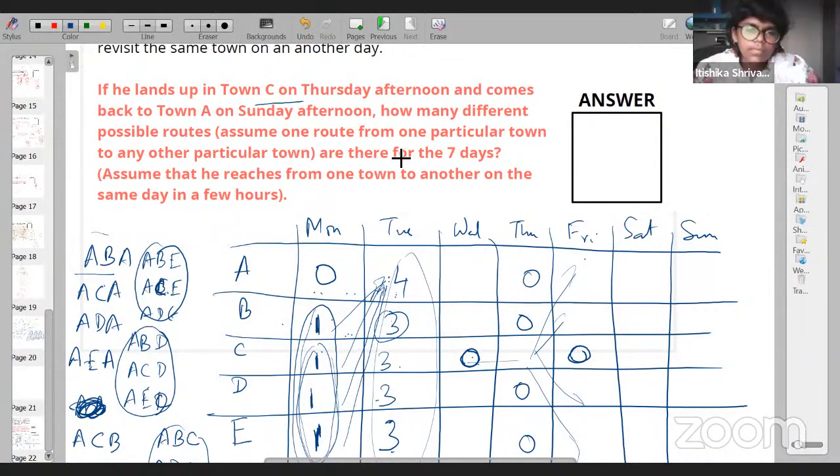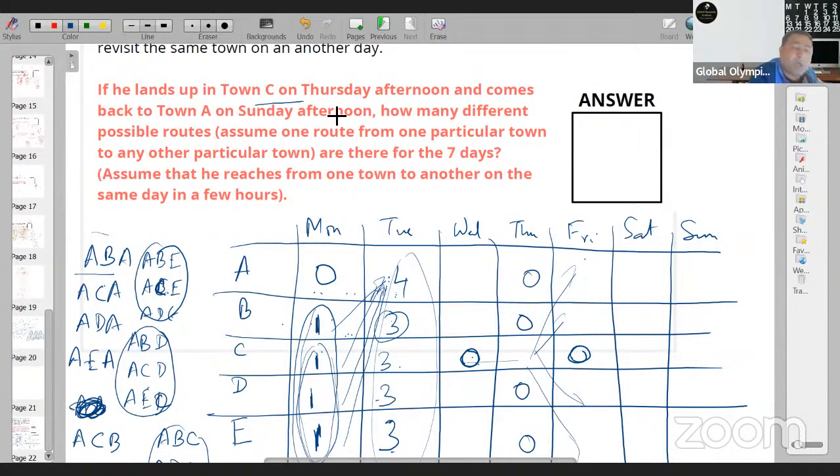Understood? Okay. Secondly, it also says that on Sunday afternoon, he comes back to town A. So we are going to apply the same logic here. In town A, we will put the rest all as 0.